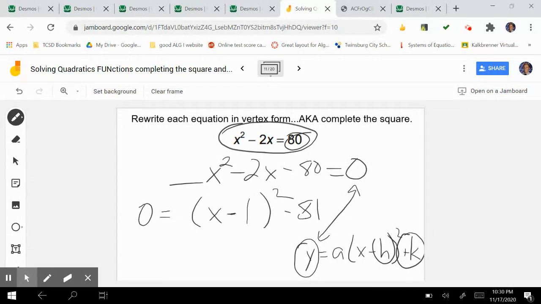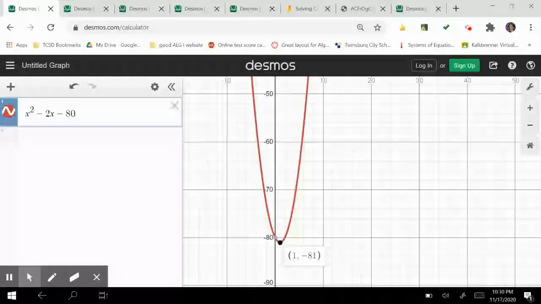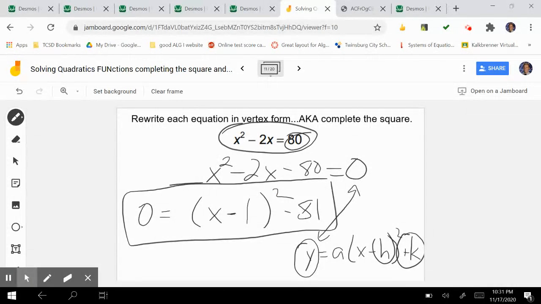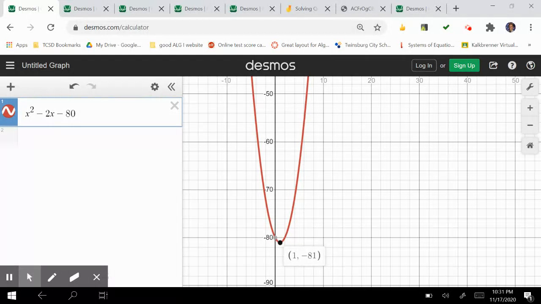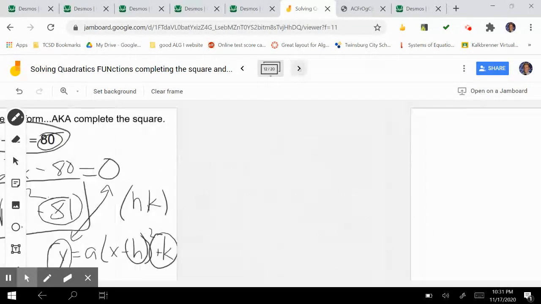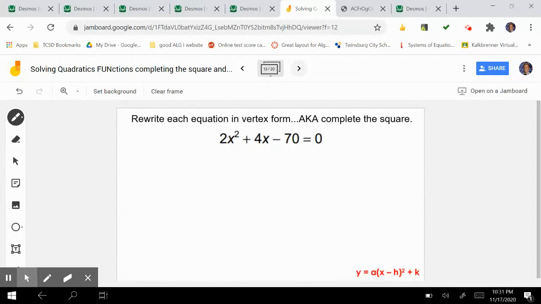Oh, this is just putting in vertex form. Sorry. So there's your vertex form. Does everyone see where I got this k from? I got that k from the hk value here. H is 1. K is negative 81. So my negative 81 is right here because my vertex is hk. And then, of course, if I look here, I have positive 1. And I take the opposite and make it negative 1. All right? Didn't know if I was going to need more room to work.